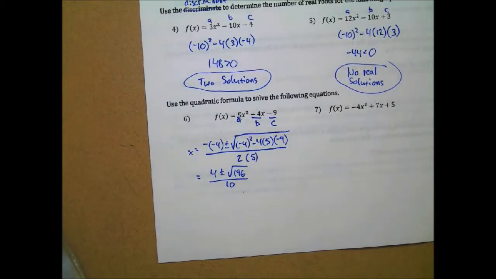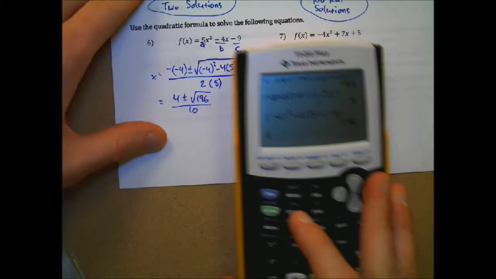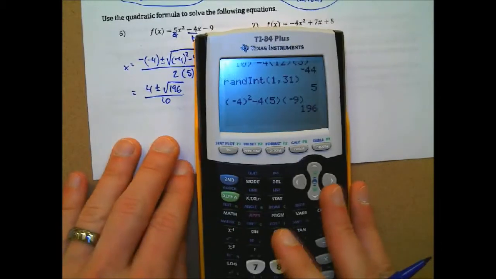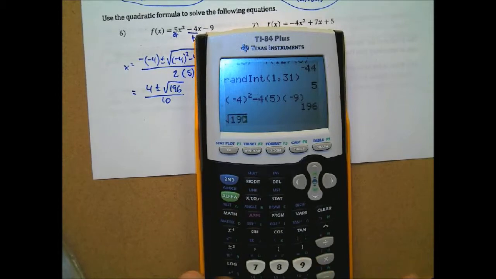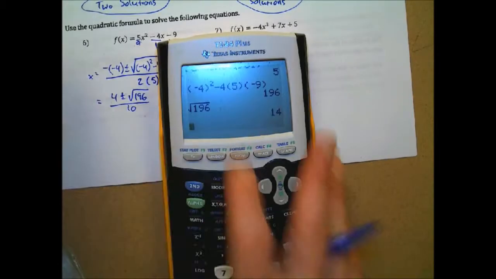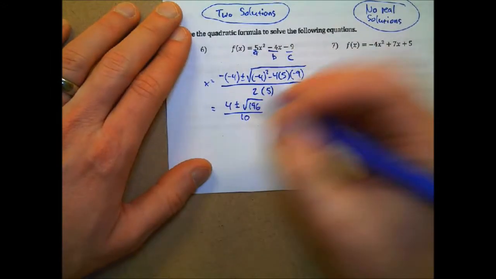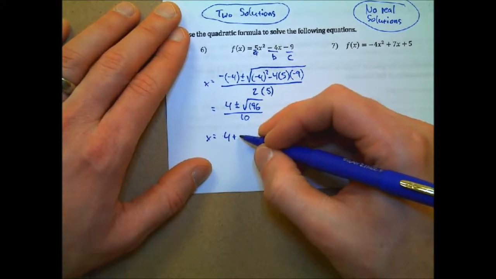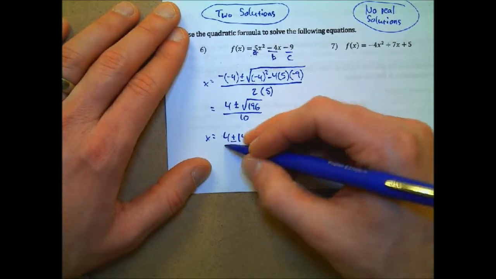Okay, is 196 a perfect square? Yeah, it is. Now, if you're not sure whether that's a perfect square or not, let me just show you. All you got to do is type in square root 196 and see, hey, look at that. 14, that's really nice. You just did 14 times 14. So we get 4 plus or minus 14 over 10.